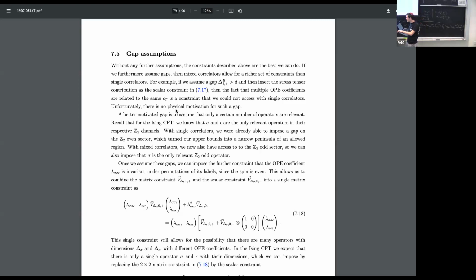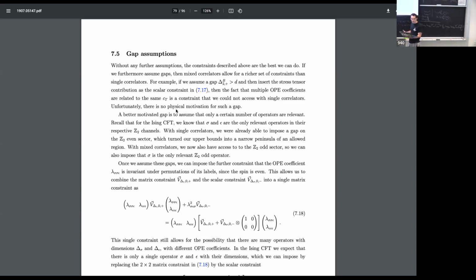So in the single correlator, when you looked at sigma, sigma, sigma, sigma, you only got Z2 even operators. You didn't have Z2 odd operators in your block expansion. Because even times even is always even, and odd times odd is always even. So the advantage of doing mixed correlators is that you now have these Z2 odd operators in your spectrum of operators. So that means you can now impose a gap both on Z2 even and Z2 odd.